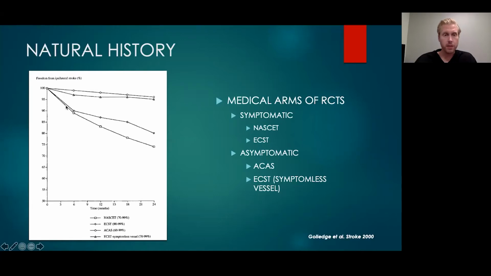So we can get some information about what happens to patients that are medically treated in these symptomatic trials by watching these lines. And you can see the medical arms. The asymptomatic patients did far better with medical therapy than their symptomatic counterparts in the two control groups. So this makes us understand that the natural history, what happens if you do nothing and just treat someone with medical therapy, is far worse for patients that are symptomatic than asymptomatic. So that's a core thing to understand because it informs what we do with treatment.